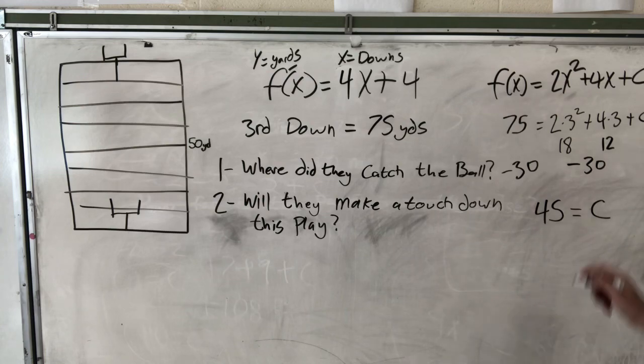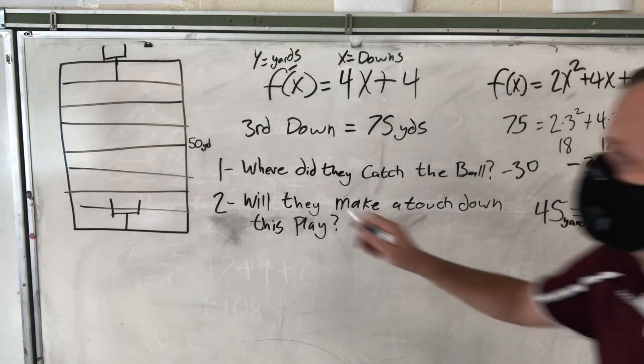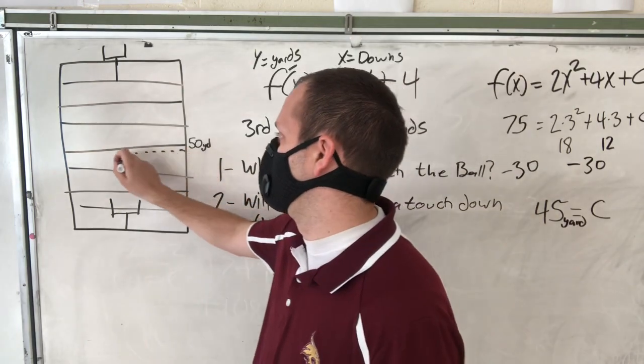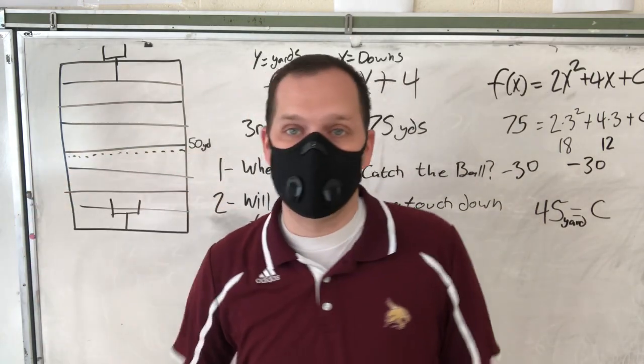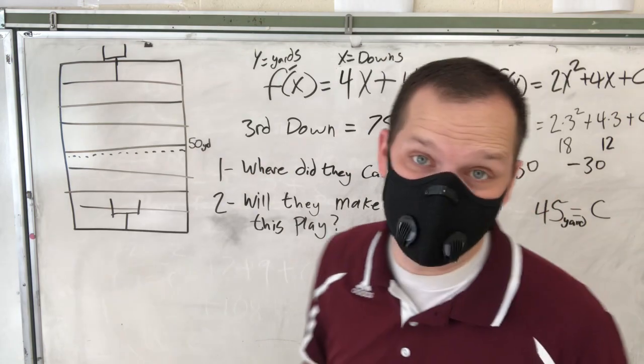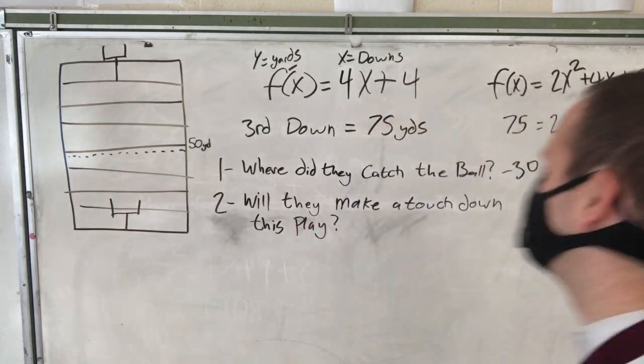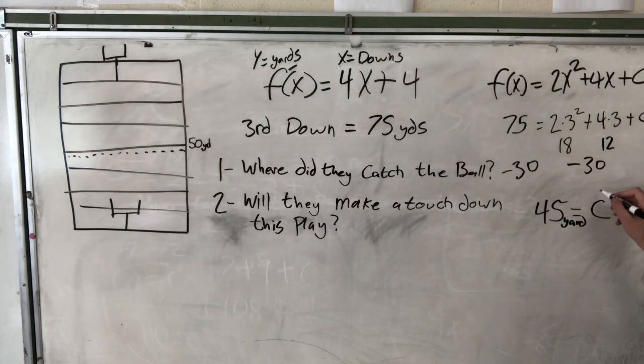Where did they catch the ball? They caught it at the 45-yard line. Okay, they caught it right about there. That's not bad. They didn't have to run too far with it. Whoever kicked the ball didn't do a very good job, but hey, not our problem. All right, so they caught it at the 45-yard line.